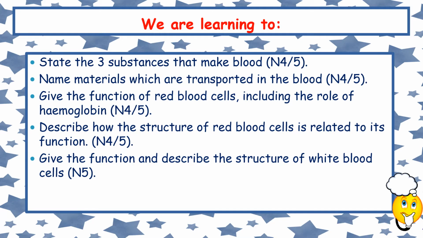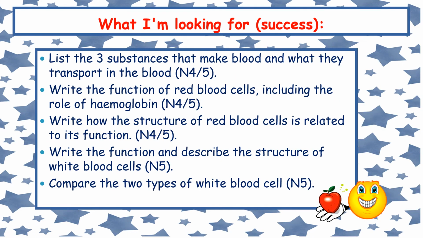Our next learning intention is to be able to state the 3 substances that make up blood, name the materials which are transported in the blood, give the function of the red blood cells, including the role of hemoglobin, describe how the structure of red blood cells is related to its function, and give the function and describe the structure of white blood cells. To be successful, you will need to be able to list the 3 substances that make blood and what they transport in the blood.